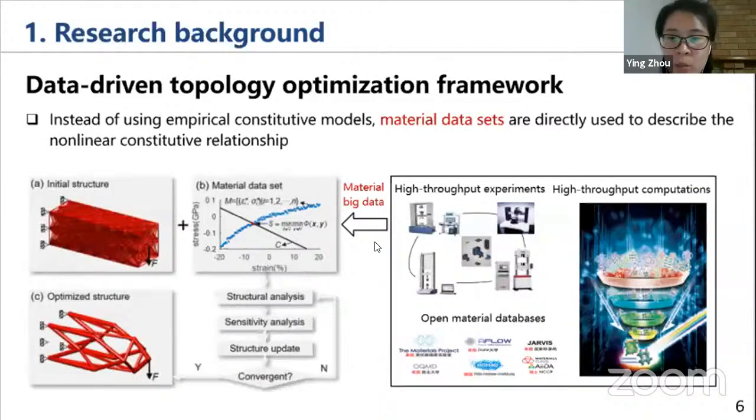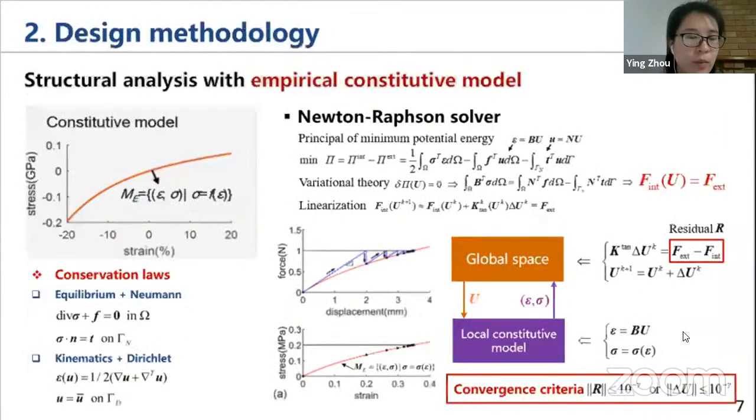With this idea in mind, we propose a data-driven topology optimization framework. Instead of using the empirical constitutive models, the material dataset is directly used to describe the nonlinear constitutive relationship. In this work, we mainly focus on truss optimization because of its simple strain-stress relationship.